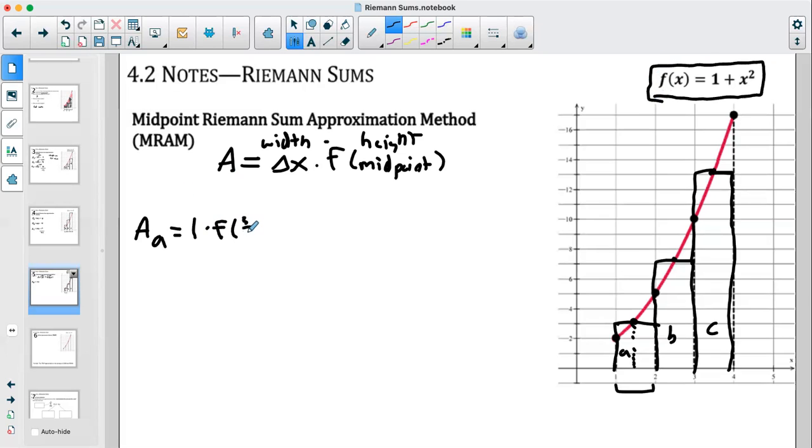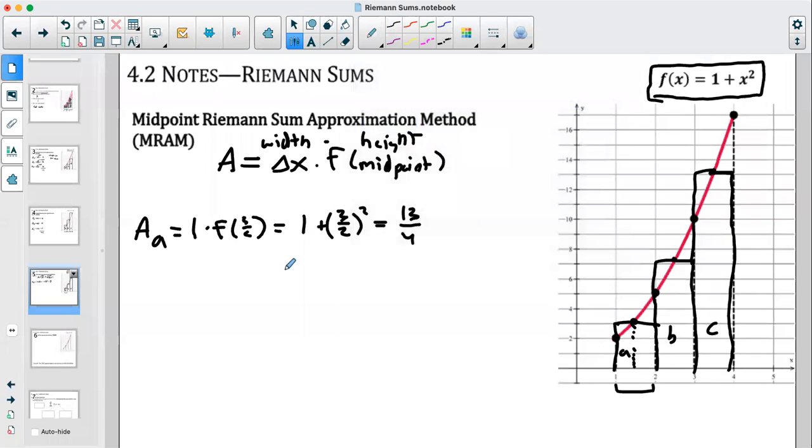I'm just going to write f of 3 halves so that we understand where it's coming from. And f of x is 1 plus x squared. So f of 3 halves. I'm going to stop writing the 1 here because 1 times anything is just that thing. So it's 1 plus 3 halves squared. 3 over 2 squared is 9 over 4. And you add it to 1. 1 is 4 over 4, 9 over 4, so that's 13 over 4.